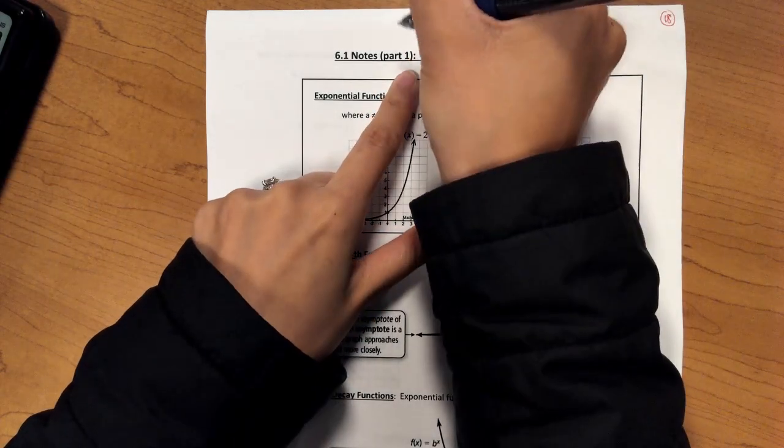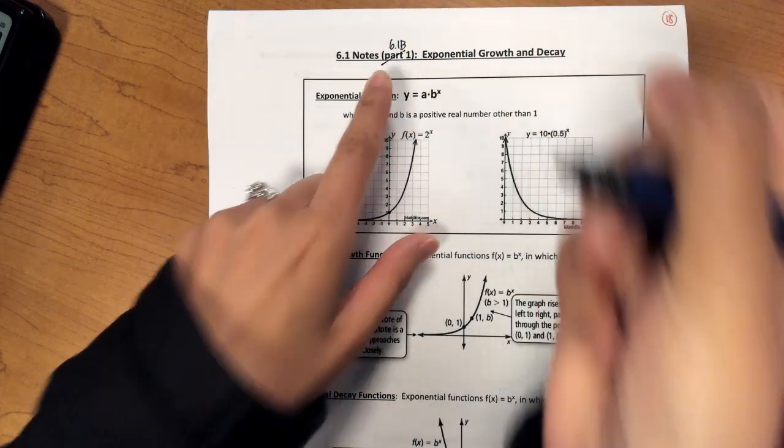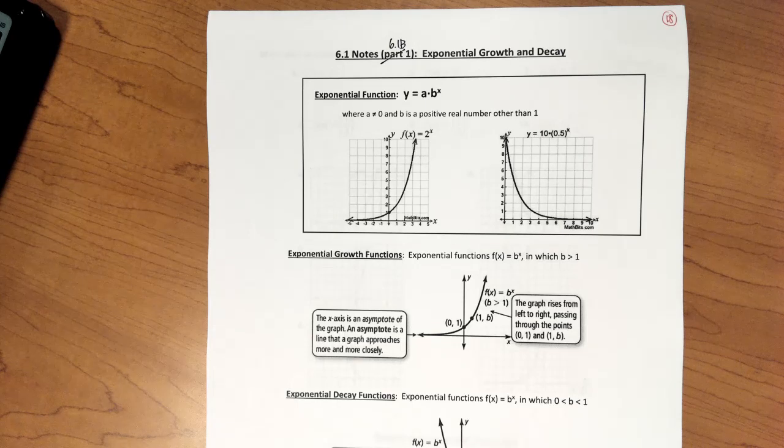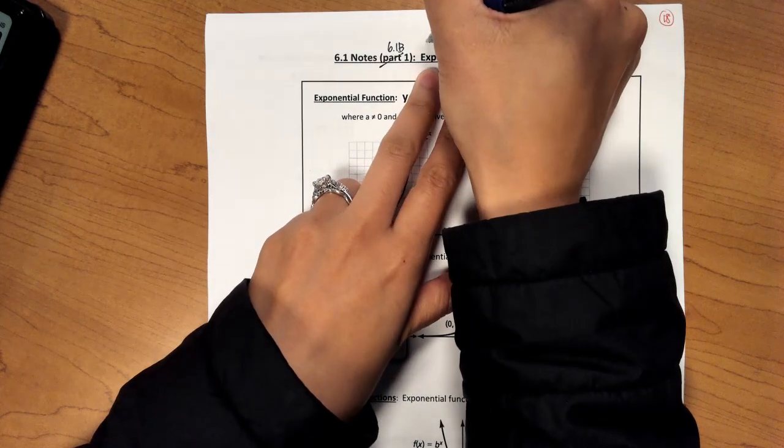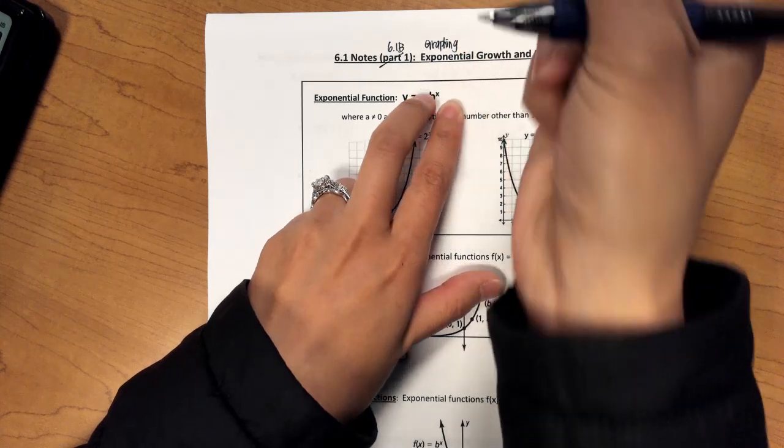This is actually going to be part 2, so it's going to be 6.1b, exponential growth and decay. So we're going to now be graphing exponential growth and decay.